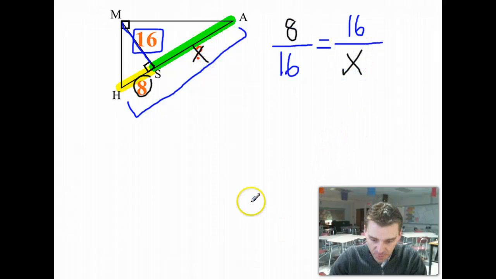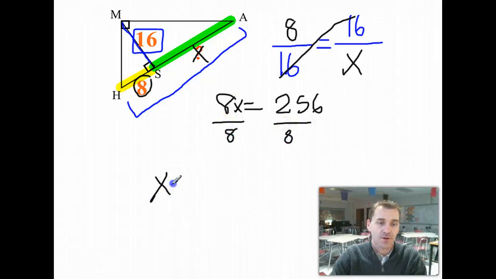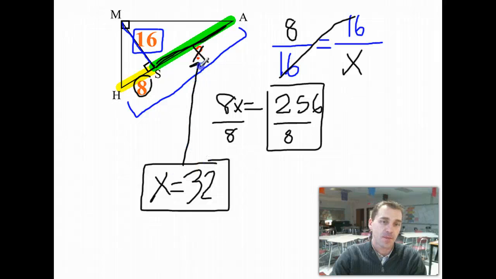So we do the means extremes product theorem, which means we get 8x. 16 times 16 gives me 256. Notice, I don't have any x squareds here, so I'm not going to get a plus or a minus. I would just simply divide both sides by 8, and I get my answer for that individual piece from A to S, that guy right there. 256 divided by 8 gives me 32, I do believe. So there is your final answer for what we are trying to find.